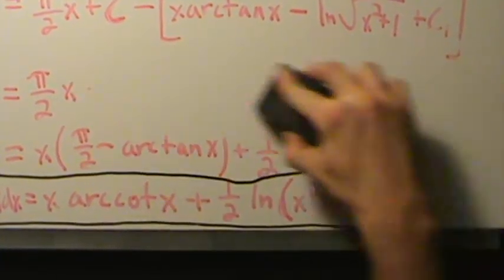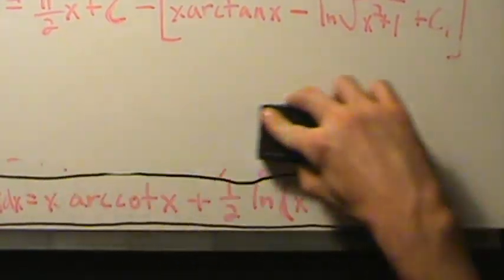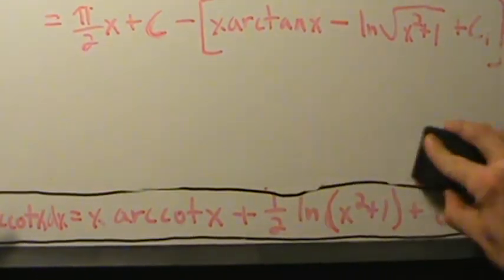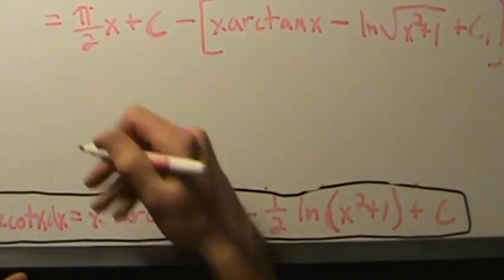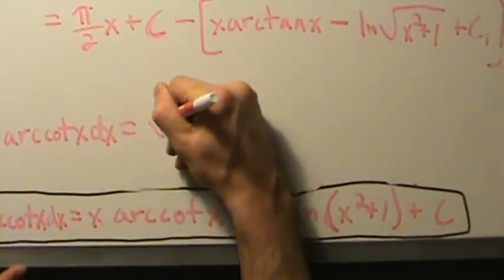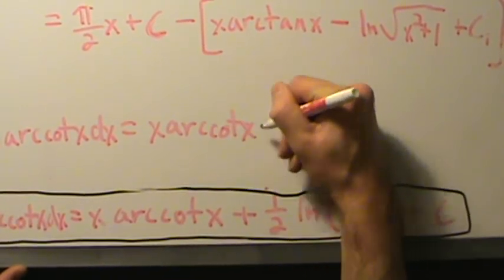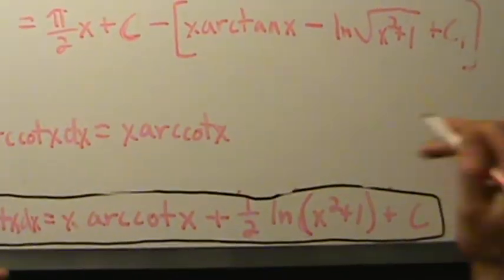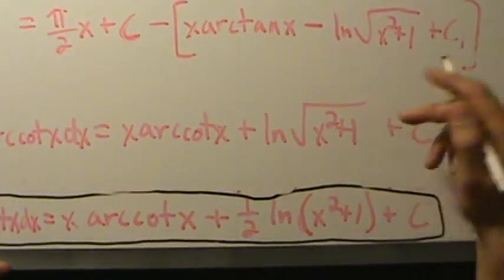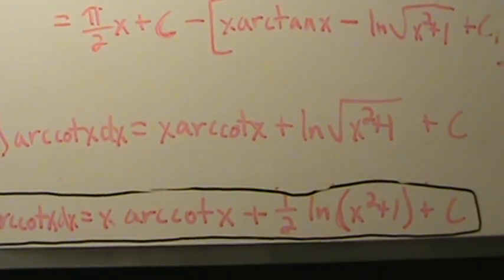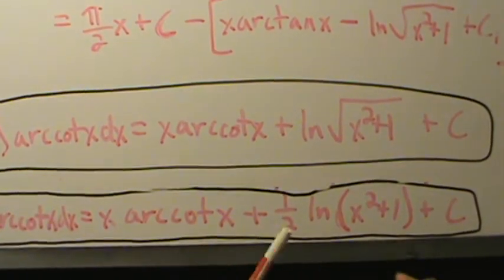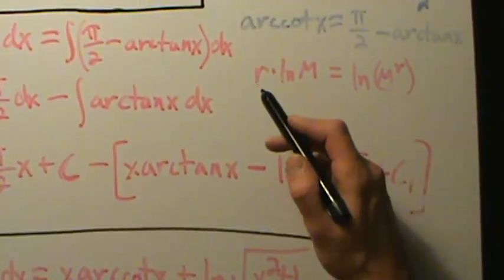So let's go ahead and write that just to be thorough. You might see this, if you're looking at a table of integrals or integral formulas, you might see the formula expressed like this, or you might see it expressed like this. So you'll have x arccotangent of x, plus natural log of the square root of x squared plus 1, and then plus c. So it might be like this, or it might be like this. And again, the reason is because powers on logs can come up as factors like that.